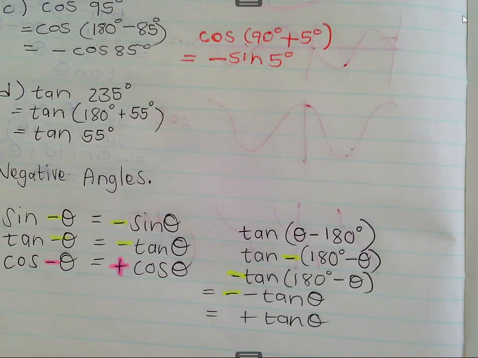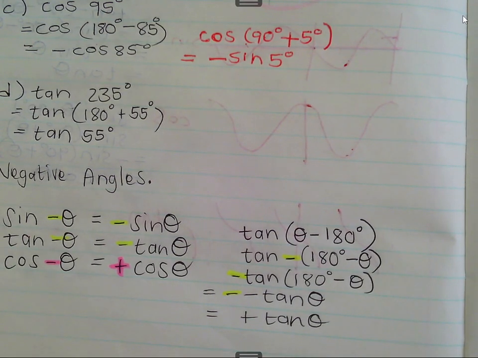Okay, and while you're writing that down, I just want to explain where the negative part comes from. If I tell you to run positive 10 meters, and I tell you to now run negative 10 meters, what would be the difference in those two?